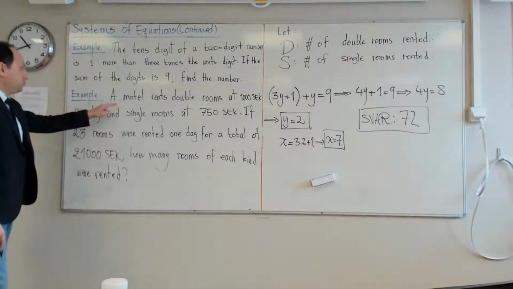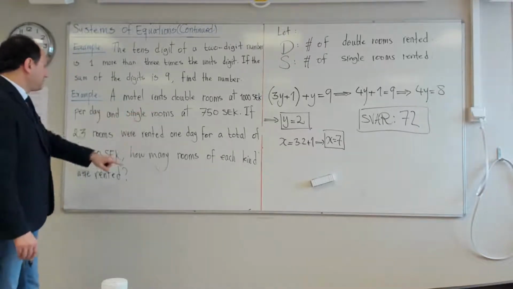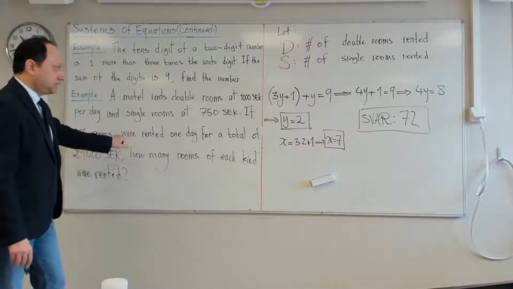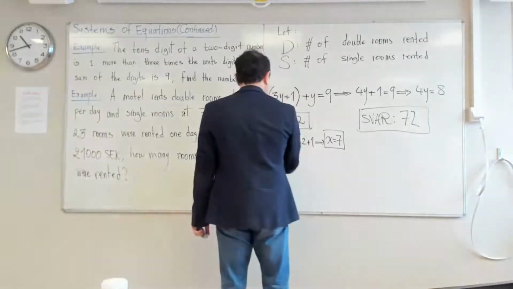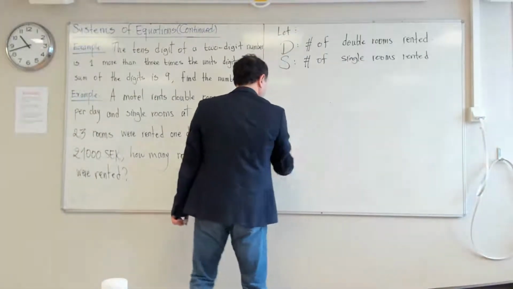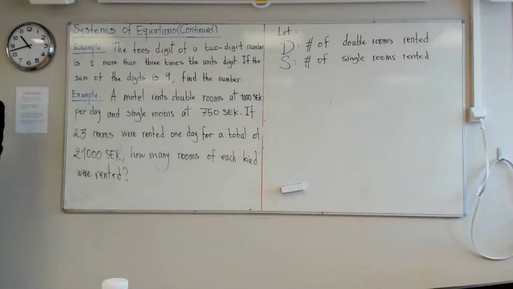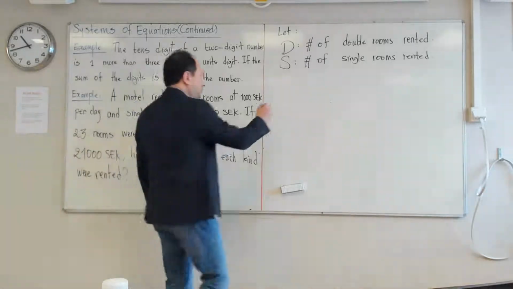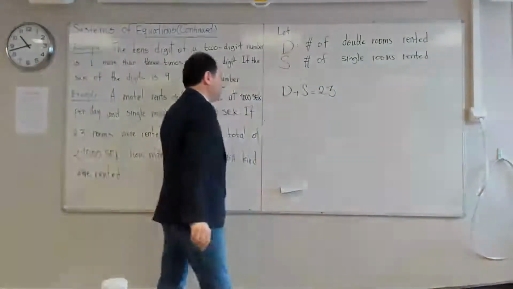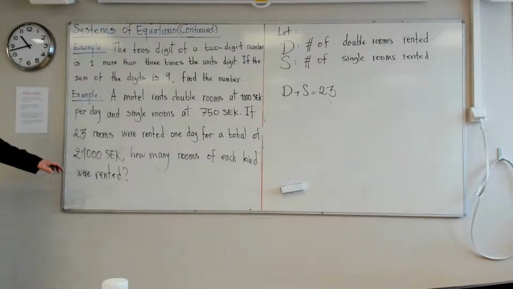Now, let me read the question. A motel rents double rooms at that price per day and single rooms at that price if 23 rooms were rented. So this is easier to set up something for it. So what do you understand by reading that sentence? If 23 rooms were rented. So what should I write? Yes? D plus S equals 23, yes. Okay. So this we know. There are 23 rooms rented per day. And we know something more.